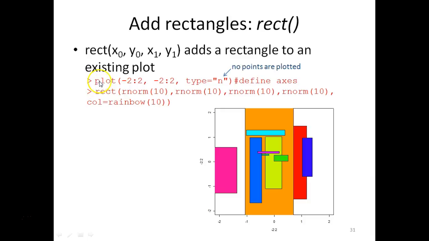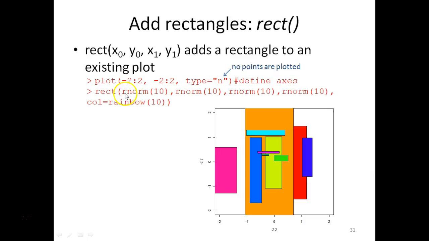So in this example, we start with a plot ranging from -2 to 2 on both axes, and I use type "n", which is none, in order to not get any points in the plot, but only an empty plot area with axes ranging approximately from -2 to 2. And then I would like to draw 10 rectangles randomly distributed within this plotting area.